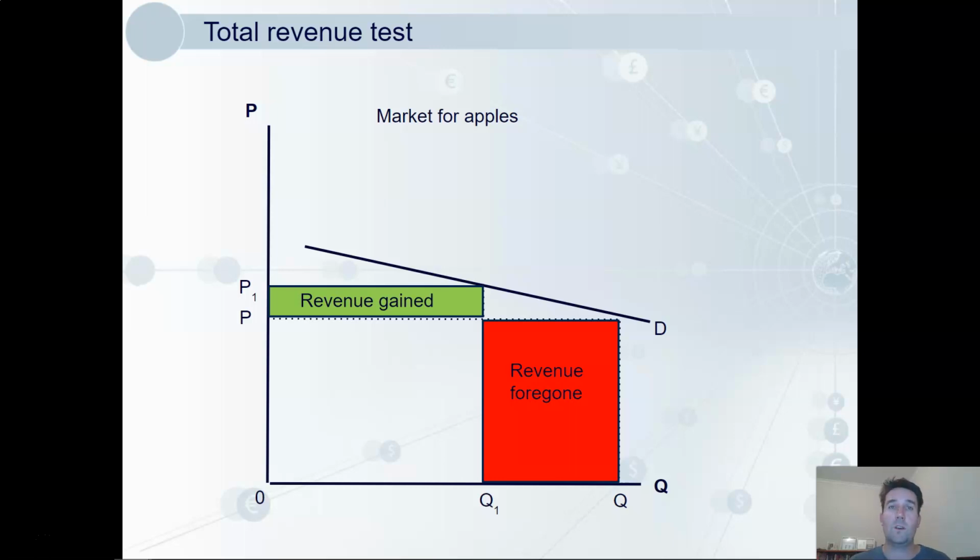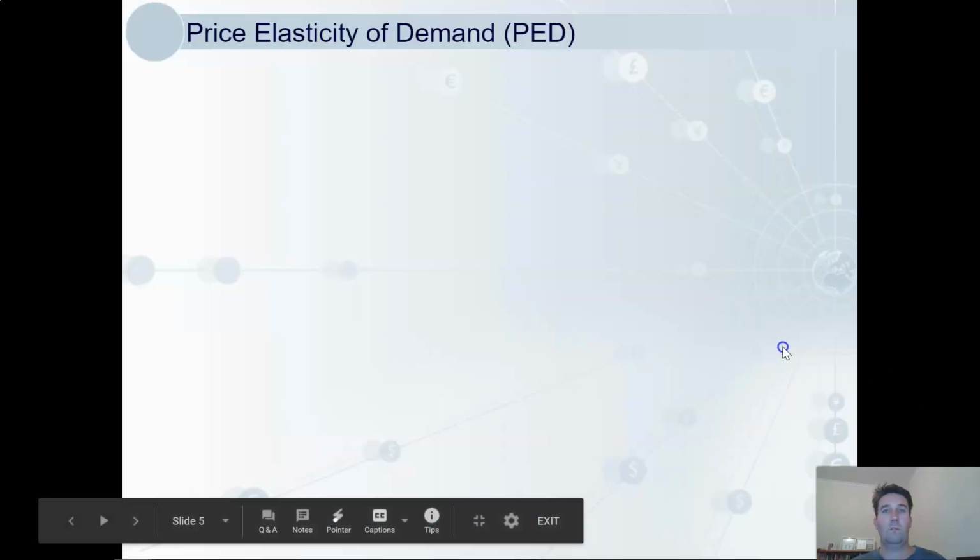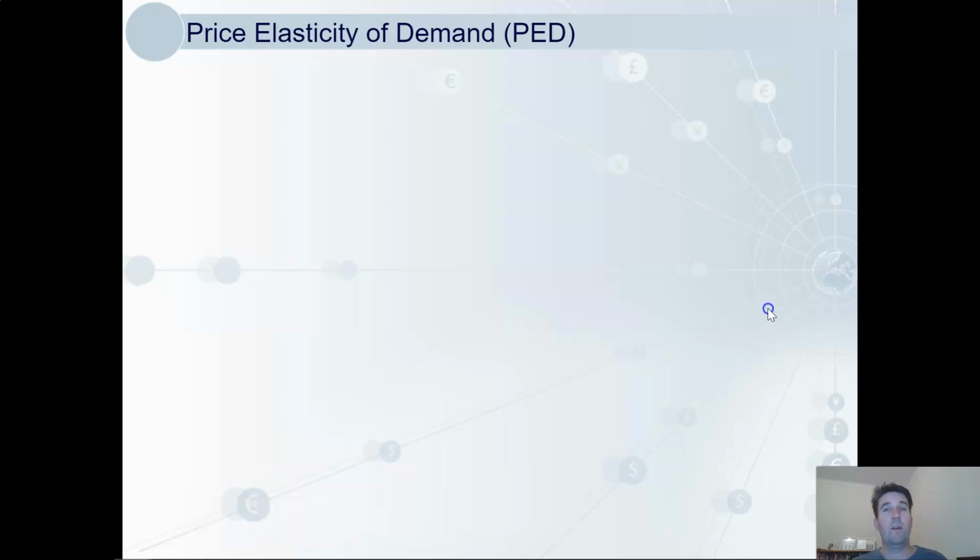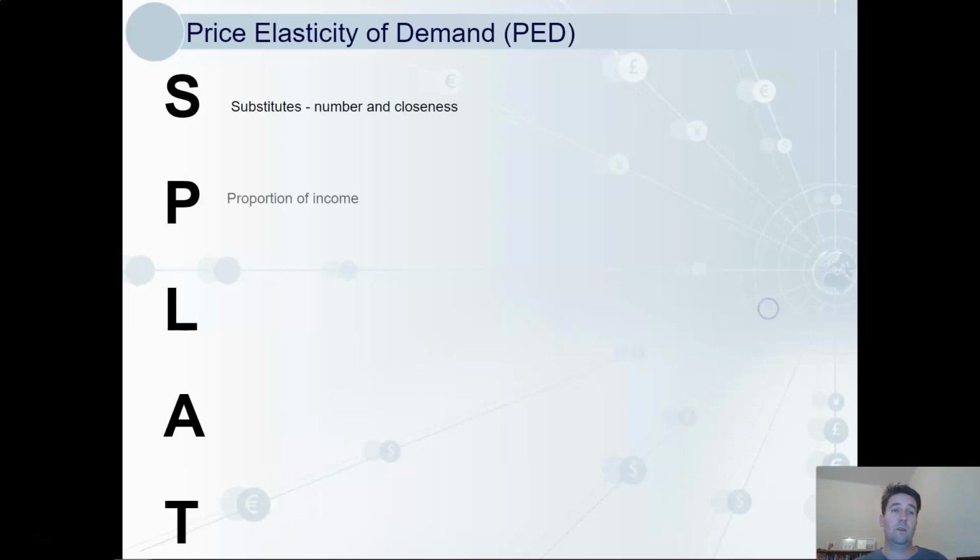But what determines the price elasticity of a good or a service? That's what we'll get into now. So there are a number of determinants of PED. We'll go through each of these one by one, but to help you remember, we can use this acronym SPLAT to help us. So we've got different factors here. Remember, we'll go through each in depth.